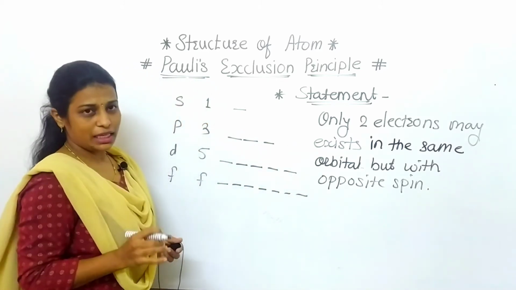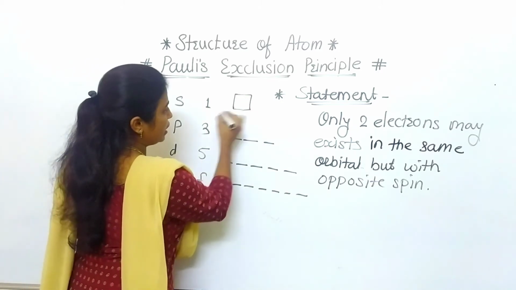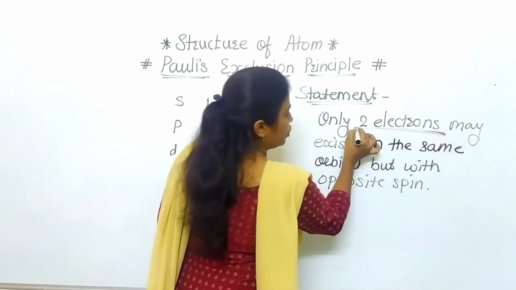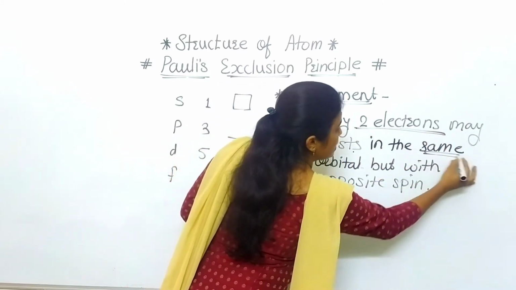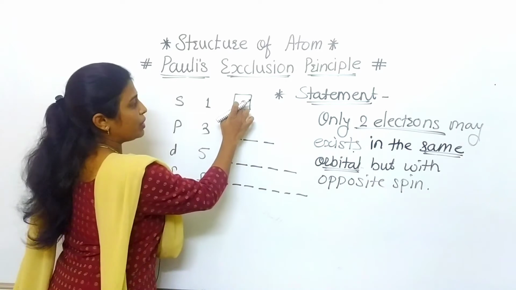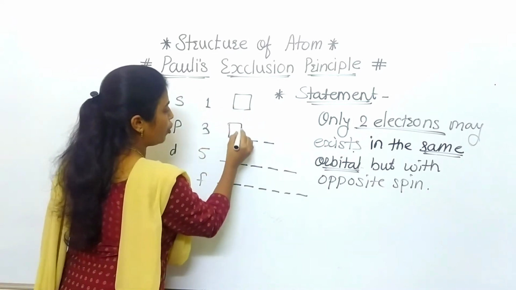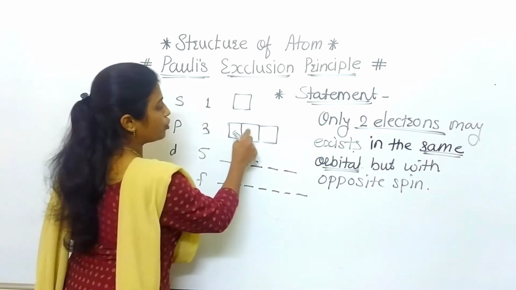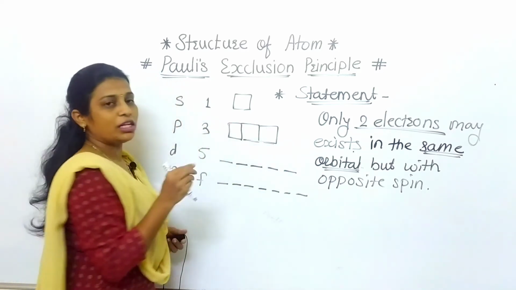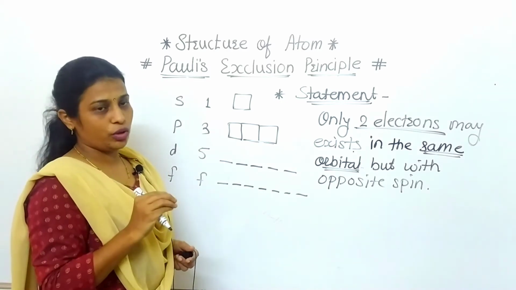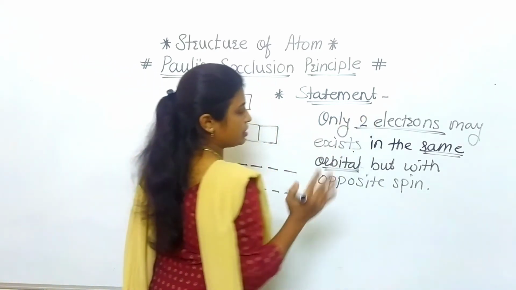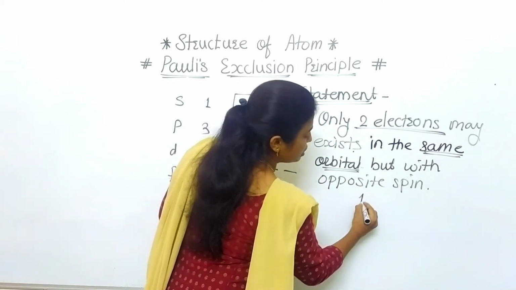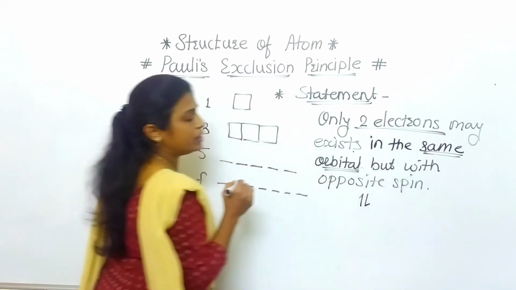So when we are filling the electrons, in each orbital 2 electrons should be there, meaning only 2 electrons may exist in the same orbital. For s, the orbital is only 1. For p, how many orbitals are there? Total 3 orbitals are there. Out of these 3 orbitals, each orbital will carry only 2 electrons. That is the half part of this statement. What is the next part? But with the opposite spin. Opposite spin means one will be upward, the second one will be downward.